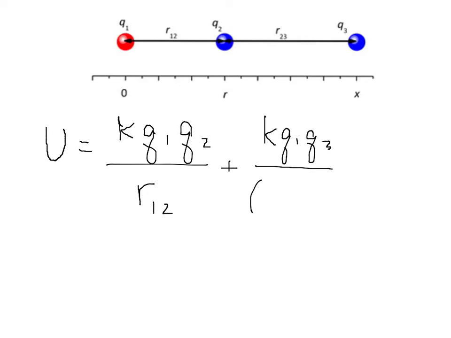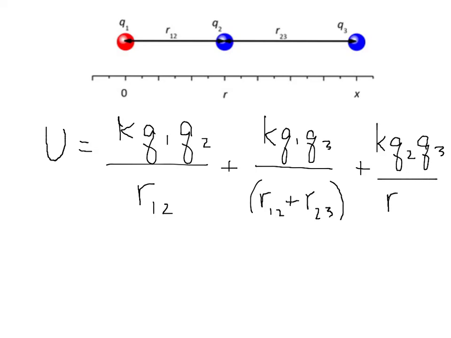Well, what is that distance? It's R12 added to R23. That's actually also the distance x. If you notice on the horizontal axis, we could just use x there. And then the final pairing would be 2 with 3. So it's K, Q2, Q3, and the distance separating them, which is R23.